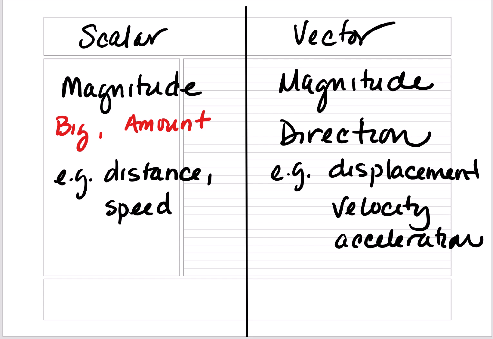Vectors have magnitude, so how big something is, the amount, a number, but they also have direction. Examples of vectors are displacement, velocity, and acceleration.